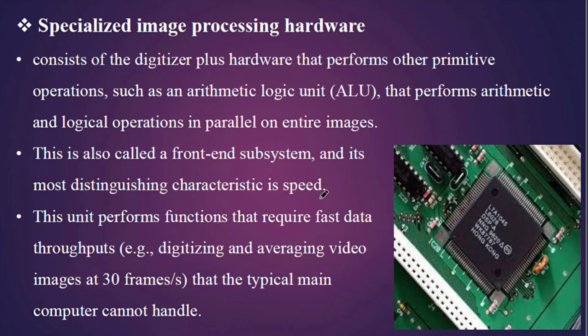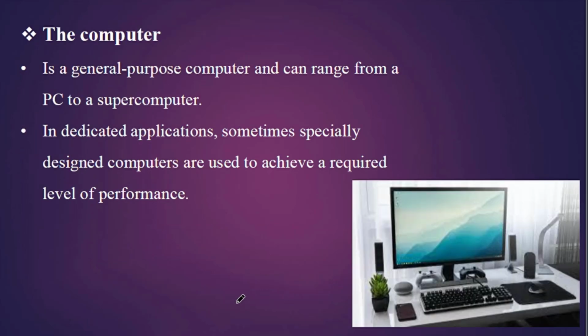Specialized image processing hardware has higher speed. It can do the operations in a much faster way, together with a normal computer, handling the functions which require high speed or fast data throughput. Next is the computer. It is a general purpose computer and can range from a PC to a supercomputer. In detailed applications, sometimes specially designed computers are used to achieve a required level of performance.